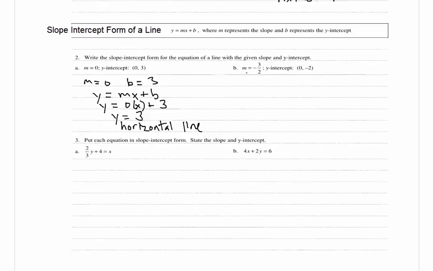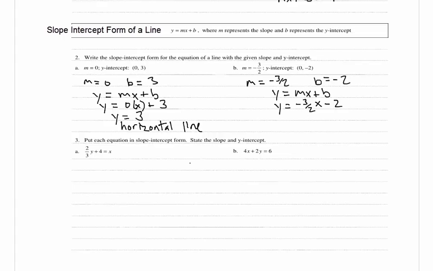In B, we have m is equal to negative 3 halves and the y-intercept of 0, negative 2. So m is equal to negative 3 halves and b is equal to negative 2. And now we start with y is equal to mx plus b, and we substitute in m and b, so we have y is equal to negative 3 halves x minus 2. So we have a downward sloping line because we have a negative slope that has a y-intercept of negative 2.